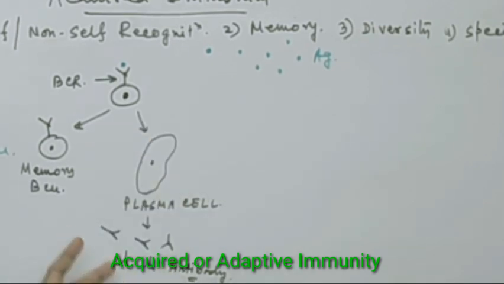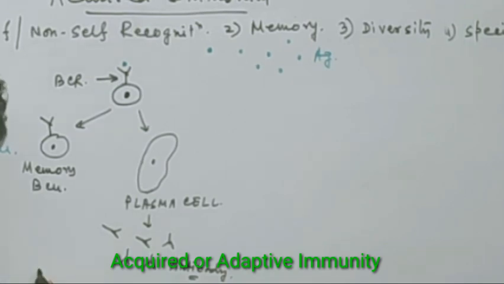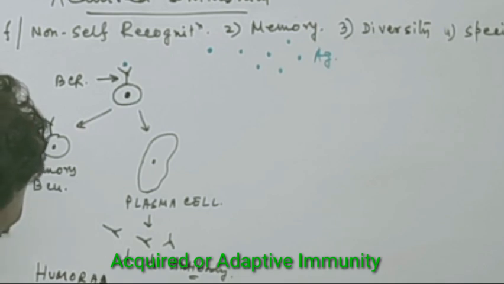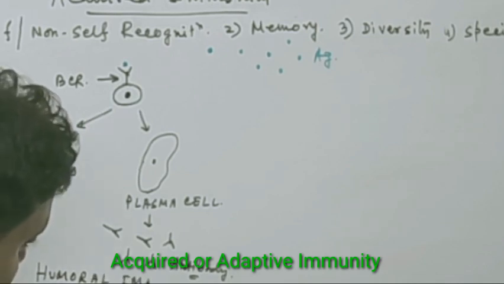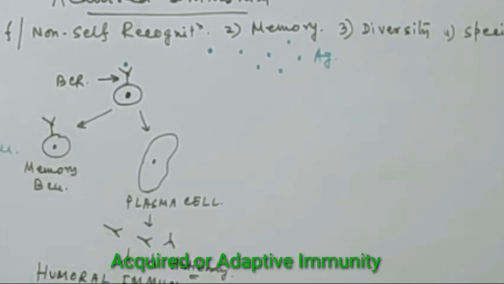So antibody is produced from the plasma cell, and this production of the antibody, this line of action of the cell, is actually called humoral immunity. So this is called humoral immunity. Antibody production is called humoral immunity.